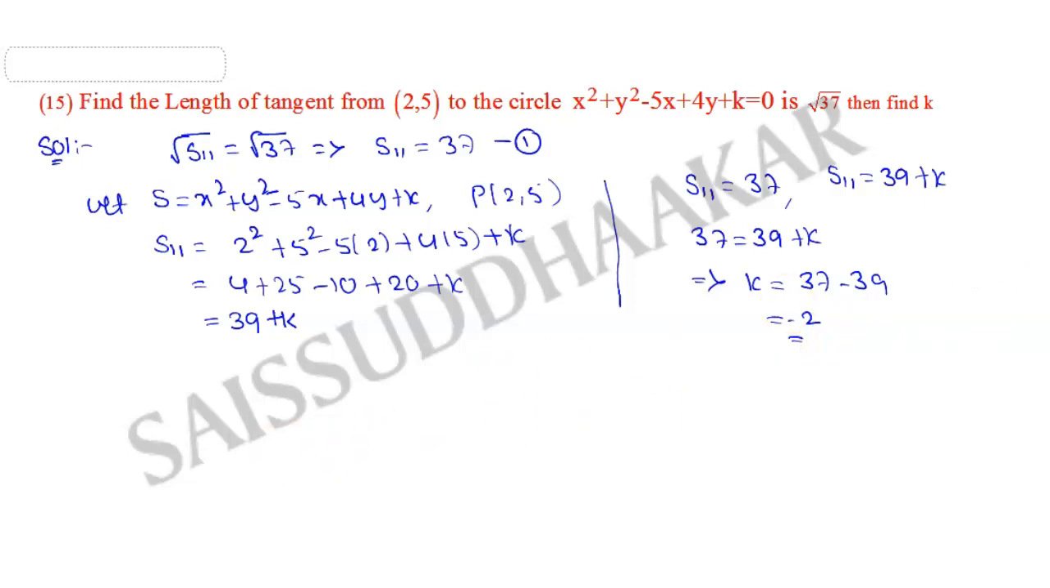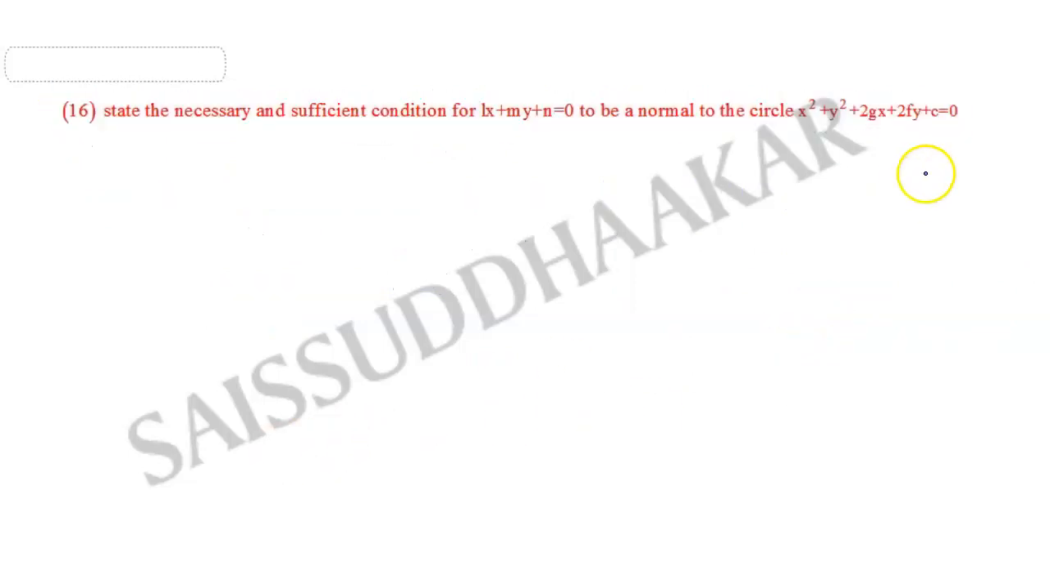Right, now go for the next question. The question is: state the necessary and sufficient condition for the line Lx + My + n = 0 to be a normal to the circle x² + y² + 2gx + 2fy + c = 0. This is the most important one. Now for this condition, solution: the straight line Lx + My + n = 0.